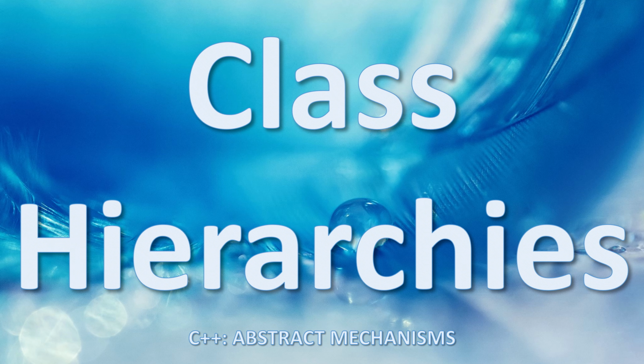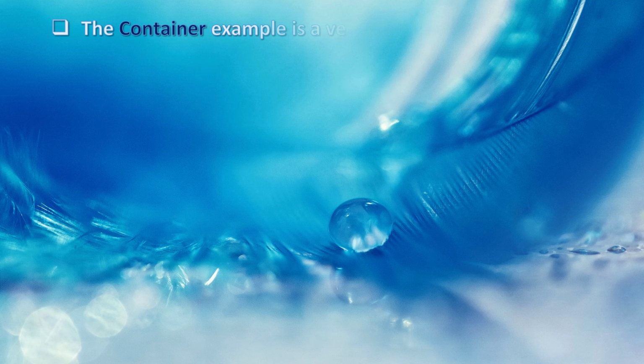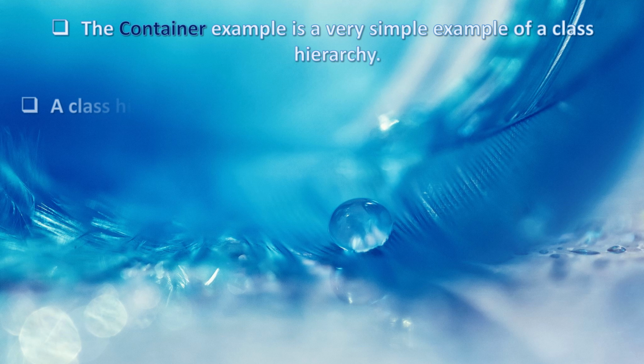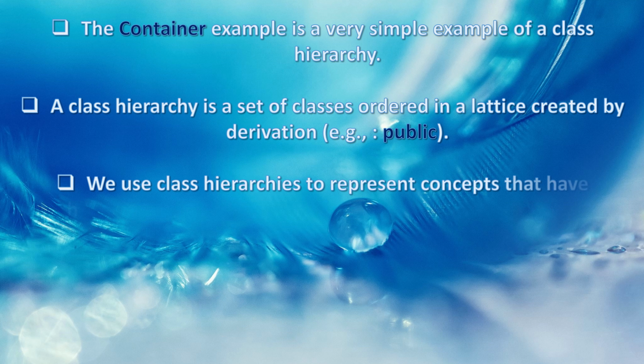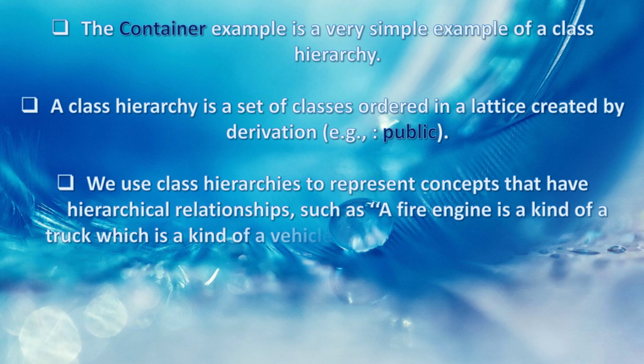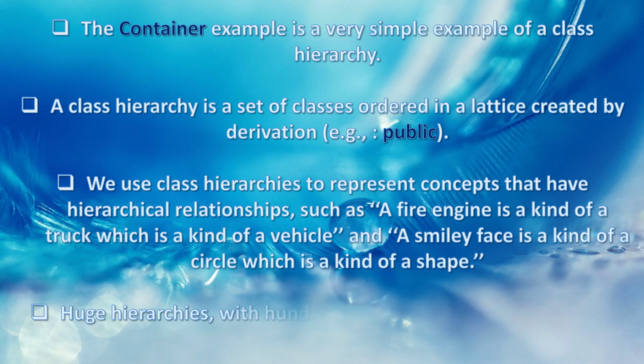Class hierarchies. C++ abstract mechanisms. The container example is a very simple example of a class hierarchy. A class hierarchy is a set of classes ordered in a lattice created by derivation, for example, public. We use class hierarchies to represent concepts that have hierarchical relationships.